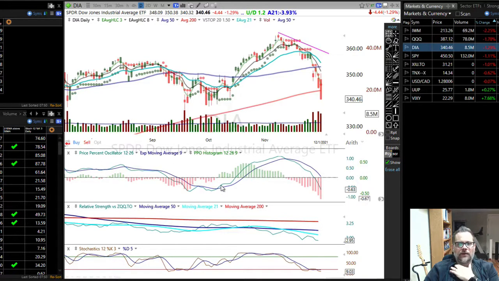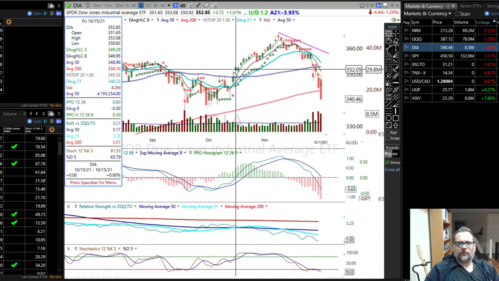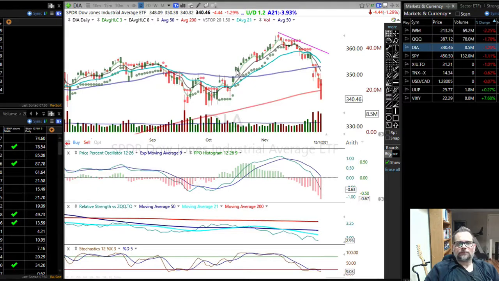So you might wait and see on this one, and you might not even want to buy right here because it's right below the 50. So you might buy here when it's crossed up above the 50. So you have to decide what you want for your criteria.